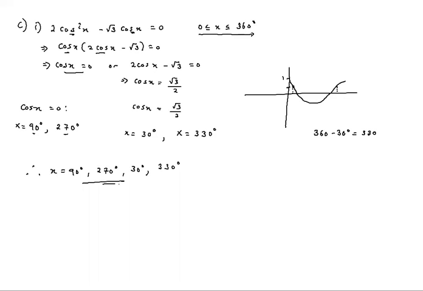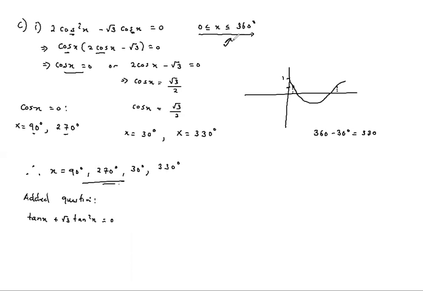Thank you, sir. Okay. I have a question. It says solve the equation tan x plus root 3 tan squared x equals 0, for 0 degrees is less than or equal to x less than or equal to 360. Tan x plus root 3 tan squared x is equal to 0. Yes, for 0 degrees is less than or equal to x less than or equal to 360 degrees.